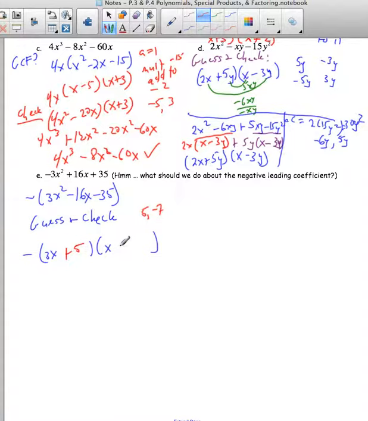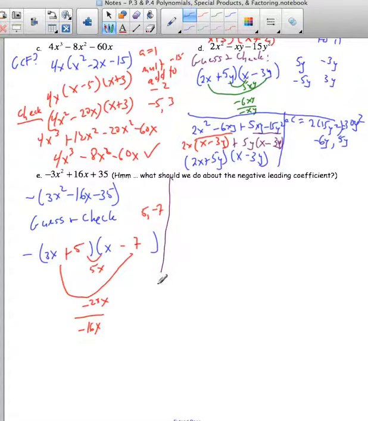So I'll put the plus 5 here, the negative 7 there, and I'll check the outer and inner terms. So this is plus 5x minus 21x. Together, those add to negative 16x. So this is indeed the proper factorization.